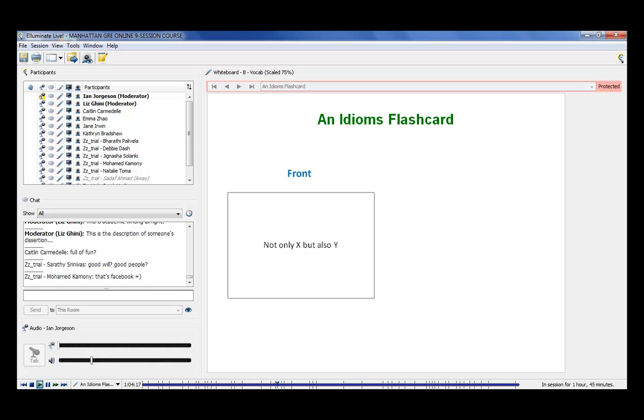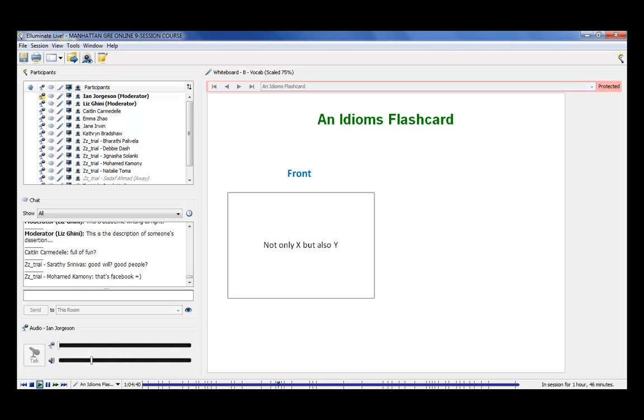Remember, we saw on the previous page words like qualified. We saw words like save. We saw words like heretofore, right? These aren't really vocabulary in the same way. They're idioms. They're specific ways of saying things that we need to learn. So here's a particular idiom that sometimes shows up. Not only X, but also Y.